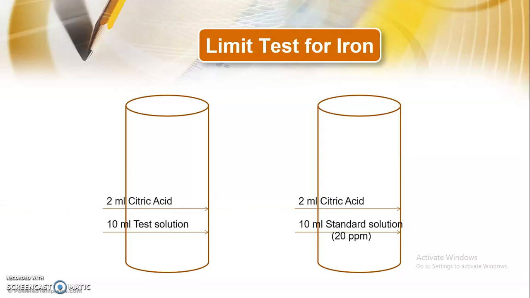Then we are going to add citric acid. As you know, citric acid is added to prevent the precipitation of iron with the ammonia. If we perform the limit test as such, then whatever iron is present in your sample will react with the ammonia, which leads to the formation of a precipitate of the iron, and that's why it is necessary to add citric acid. Due to the addition of citric acid, it forms a soluble complex with the iron, and the ammonia is not capable of reacting with our iron.